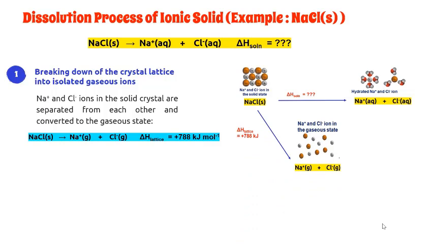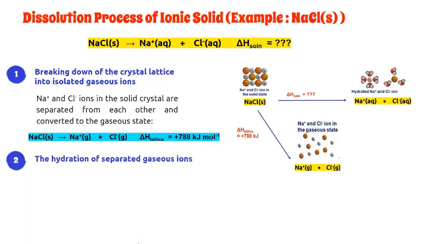Energy required to completely separate 1 mole of a solid ionic compound into gaseous ions is called lattice energy. In this example, the lattice energy of sodium chloride is 788 kJ per mole. In other words, 788 kJ of energy must be absorbed to break 1 mole of solid sodium chloride into 1 mole of sodium gaseous ions and 1 mole of chloride gaseous ions.